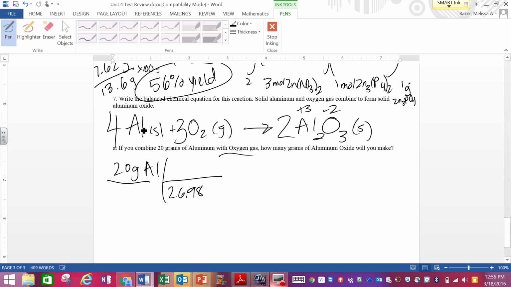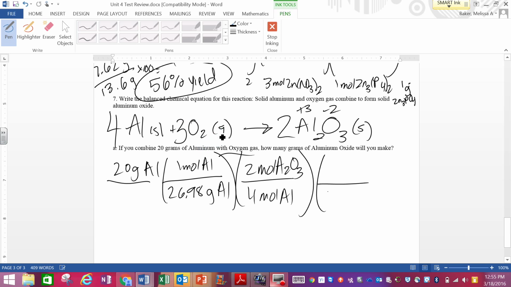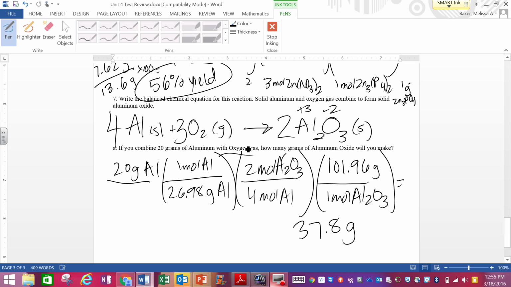So divide by the molar mass of aluminum. For every 4 moles of aluminum, you make 2 moles of aluminum oxide. 1 mole of aluminum oxide weighs 101.96 grams. Multiply across the top, divide by the bottom, 37.8 grams of aluminum oxide. So it kind of ended on an easy one.